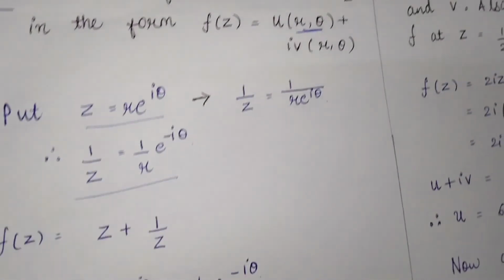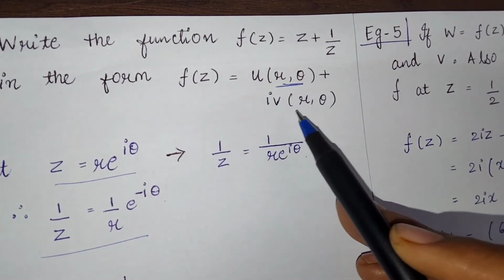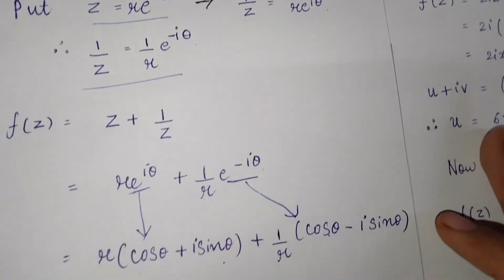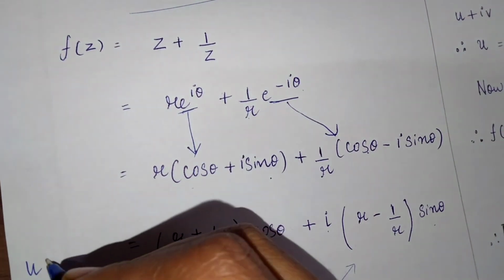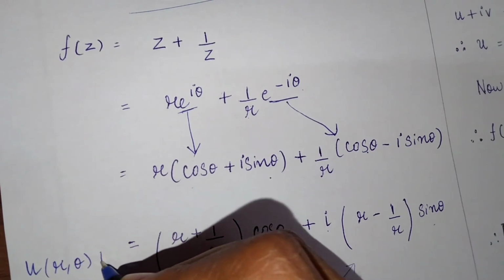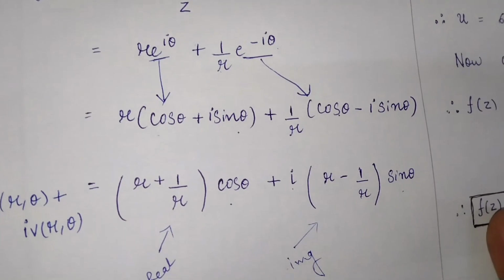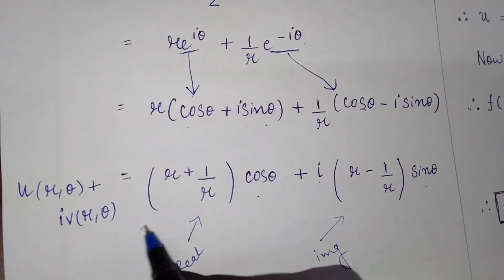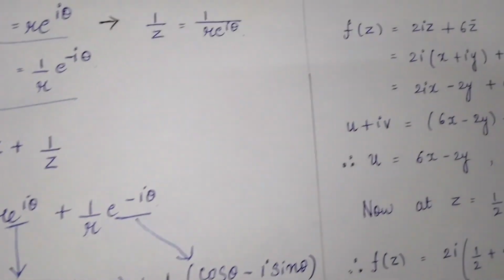But we have to find this form, that is u(r, theta) plus i v(r, theta). So we got this form, u(r, theta) plus i v(r, theta). Okay, so this is the final answer. So now example 5.